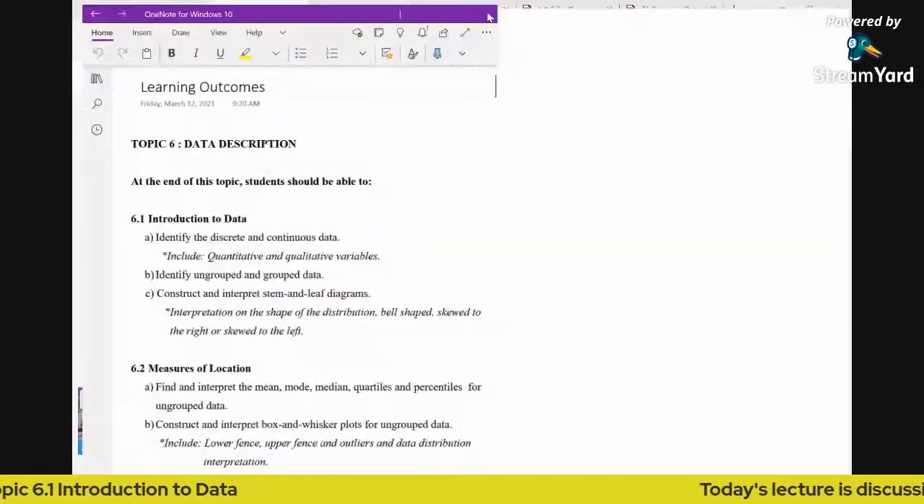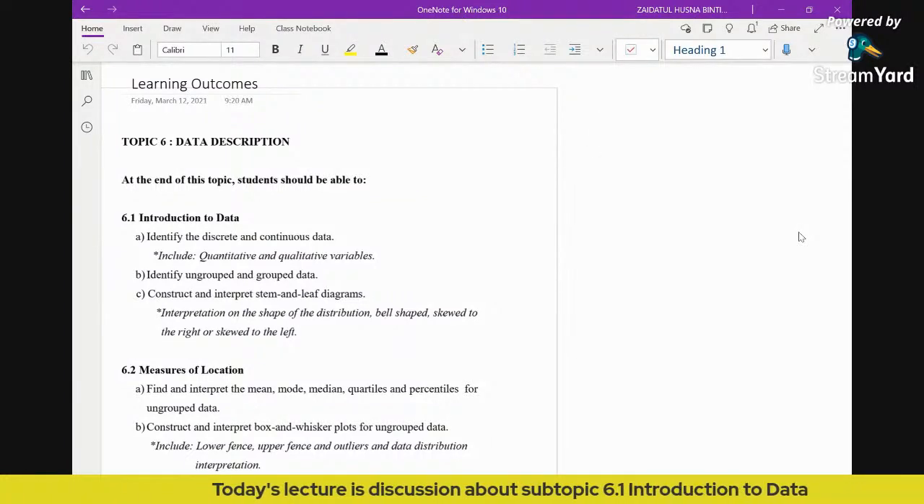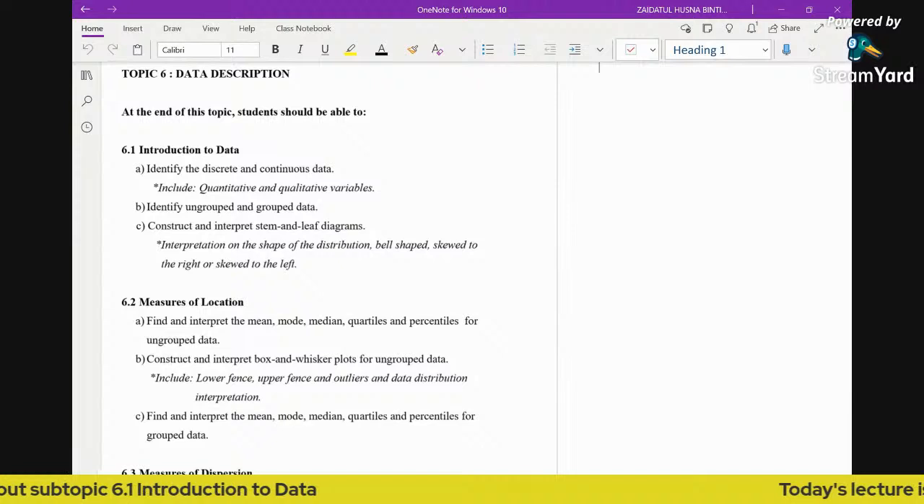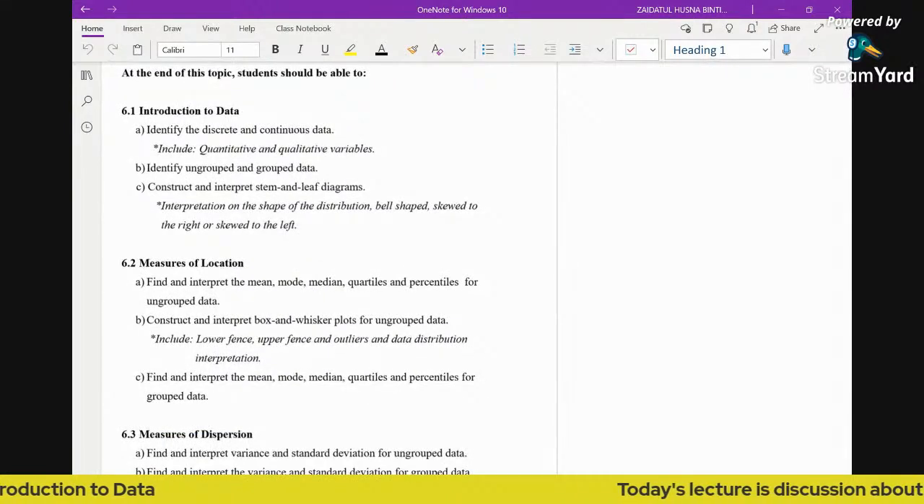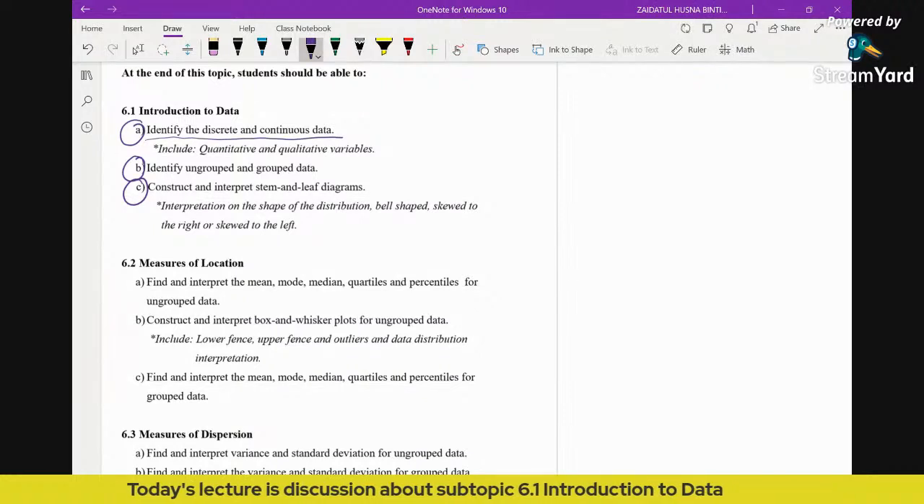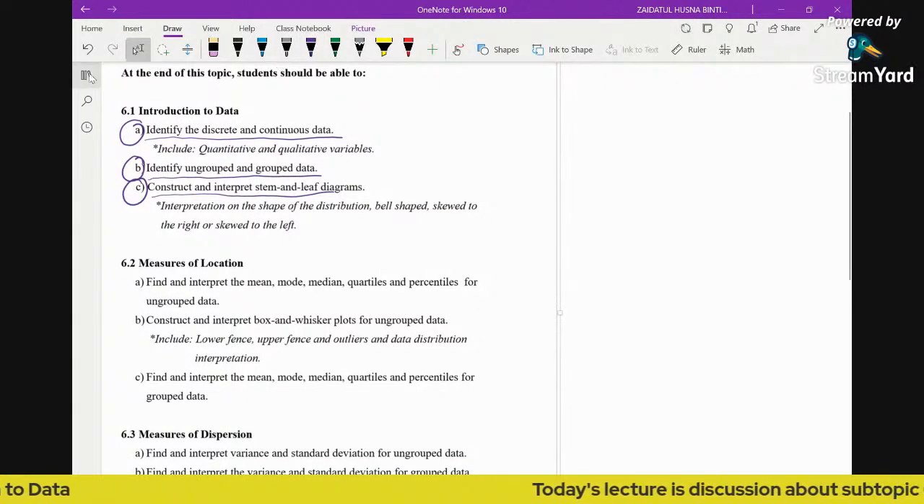So topic 6. Now let's see the list of learning outcomes that we're going to accomplish today. I'm targeting to discuss 6.1 and some of the 6.2 objectives. We are going to accomplish this 6.1. We're going to identify discrete and continuous data, and identify ungrouped and grouped data. And we're going to construct and interpret stem and leaf diagrams.